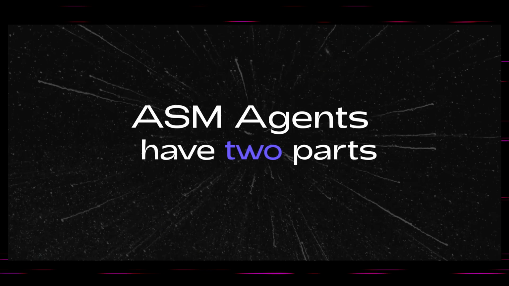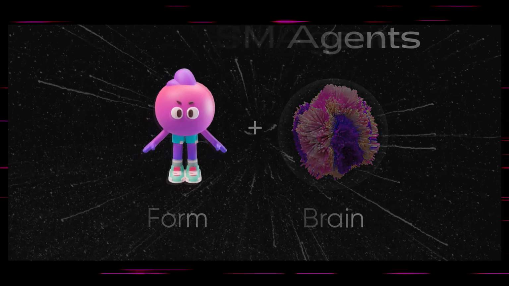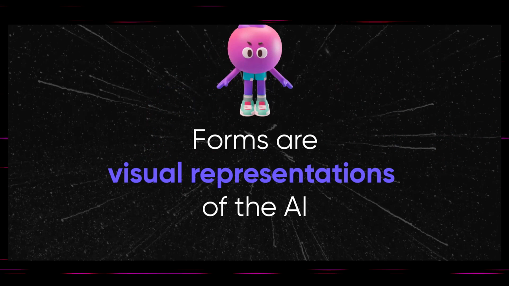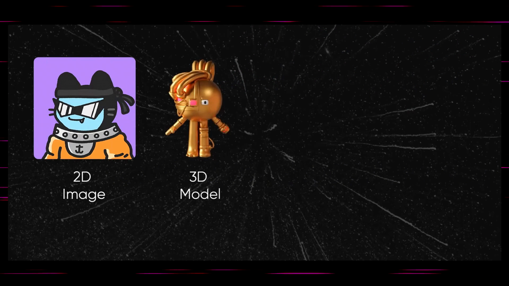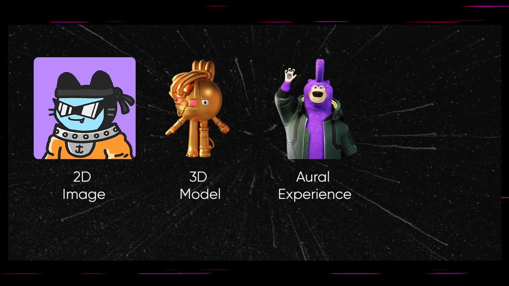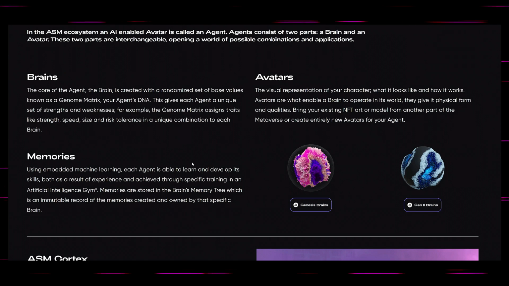In the ASM ecosystem, an AI-enabled avatar is called an agent. Agents consist of two parts, a brain and an avatar. These two parts are interchangeable, opening a world of possible combinations and applications. So we can look over each part here. All three of these elements are very, very important.